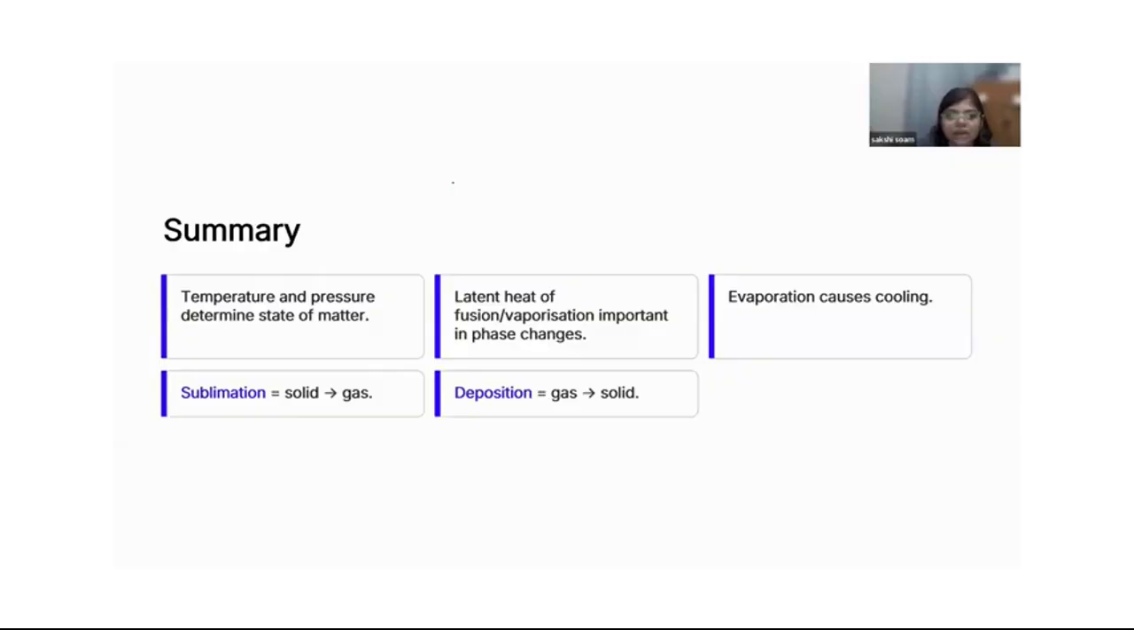Now, let us do a quick summary. Temperature and pressure determine the state of matter, latent heat of fusion and latent heat of vaporization are important in phase changes, and evaporation causes cooling. What is sublimation? Direct conversion of solid to gas is called sublimation. Deposition is conversion of gas to solid.